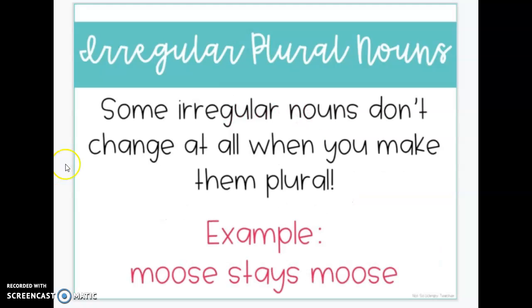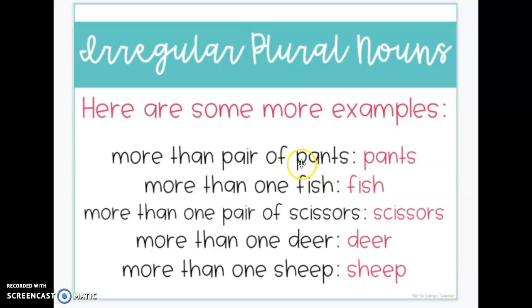Let's look at a couple more things. Some irregular nouns don't change at all when you make them plural. For example, moose stays moose. If you were walking outside and you saw one moose, that's how you say it. If you're walking outside and you saw a family of 2,467 moose, you still just say moose. Here's some more examples of that. A pair of pants, plural, would be still pants. You can have 14 pairs of pants, or you can have one pair of pants.